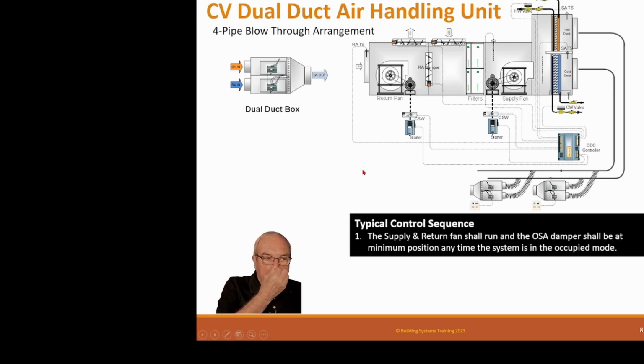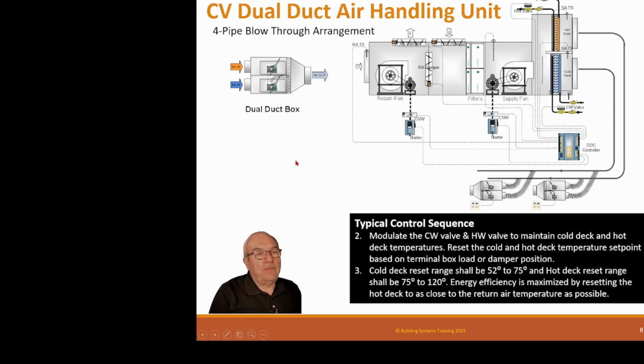A typical sequence: the supply and return fan shall run and the outside air damper shall be at minimum position anytime the system is in the occupied mode. Just like the other unit, this economizer works the same. Modulate the chilled water valve and the hot water valve to maintain the cold deck and hot deck temperatures. Reset the cold deck and hot deck temperature set points based upon the terminal box load or damper position.